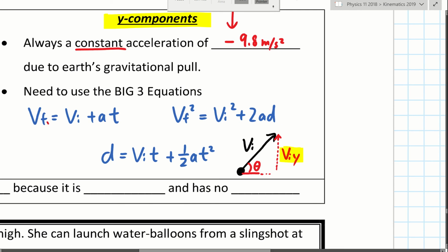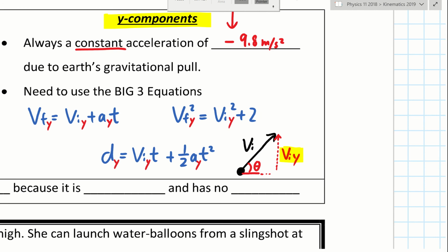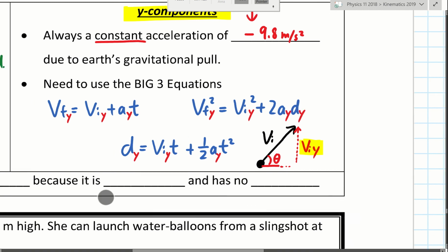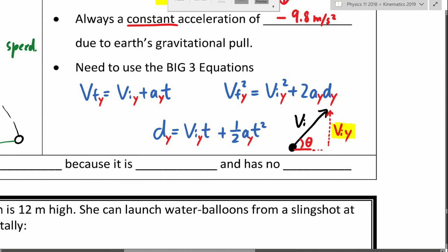Technically speaking, you can add a little Y to all of the measurements except for time. Time does not have direction. You cannot say time in the Y direction. The time in any direction is the same. So your big three is now modified into this set of three. When we say final velocity, we only mean the Y part. When we say initial velocity, we only mean the Y part. When we say acceleration, the gravity one, it is only Y.